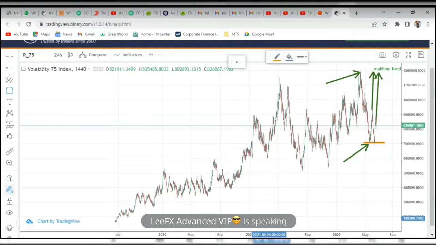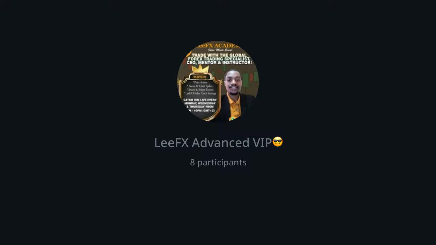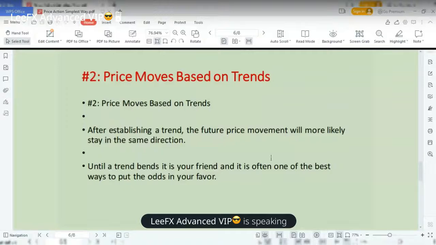Now let us go back to our last point as we summarize. So this is what I was saying. After establishing a trend, the future price movement will more likely stay in the same direction. Until a trend bends, it is your friend. So until a trend bends, it is still your friend. You continue holding or taking advantage of it. You only change your mind when you see that there's a bend, or this bend, we can say a reversal. It is often one of the best times to put your take profit, or the best time to buy more or to sell more.